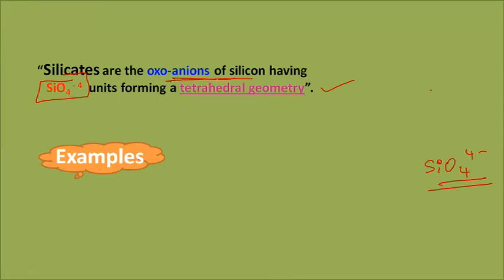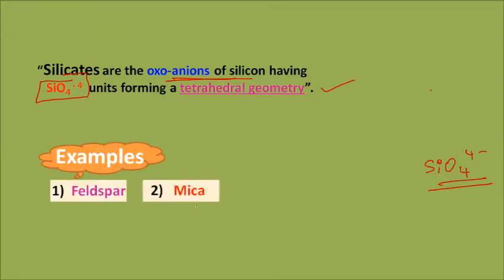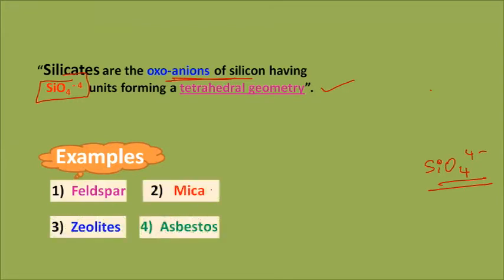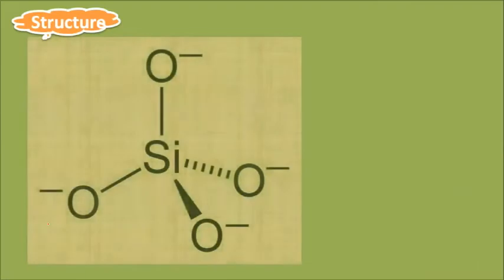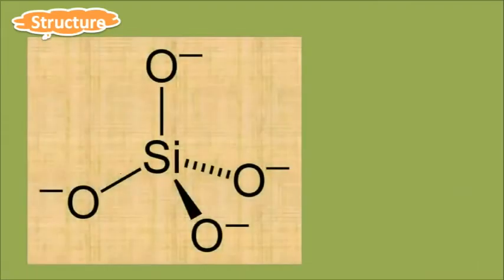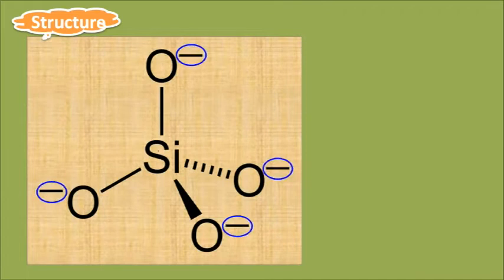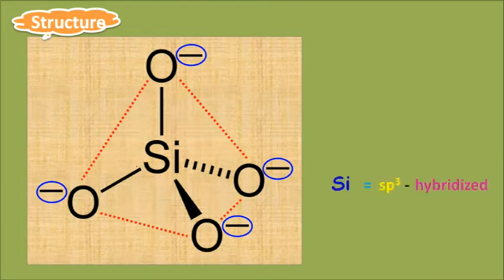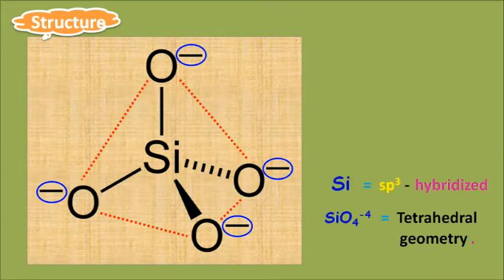Just remember that. Examples பார்த்தீங்கன்னா: feldspar, mica, zeolite, and asbestos. இதுல நம்ம zeolite பத்தி மட்டும் தான் கொஞ்சம் மென்ஷன் பண்றோம். The other things we are not mentioning in detail. Okay, we'll check out the structure of silicate. See, SiO4 formula. It's having a tetrahedral structure, obviously. இல்லைங்களா 4 sigma bond இருக்கு, sp3 hybridization இருக்கும். So it will have a tetrahedral geometry too.